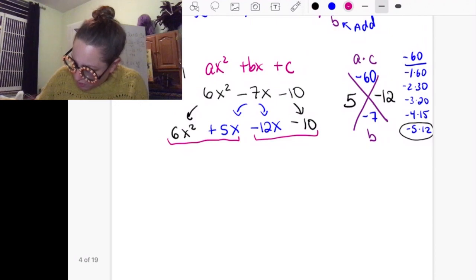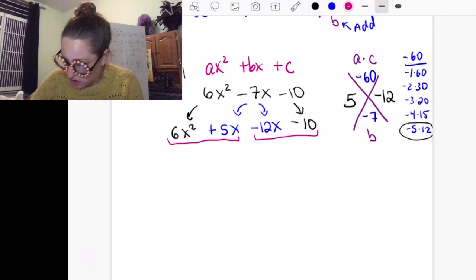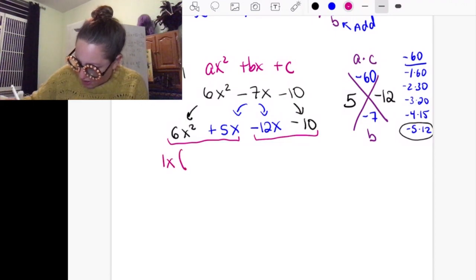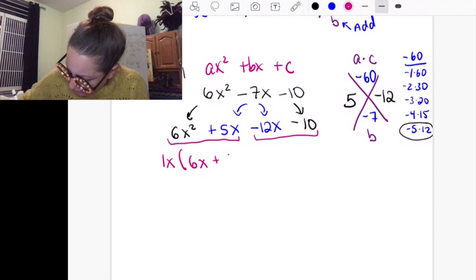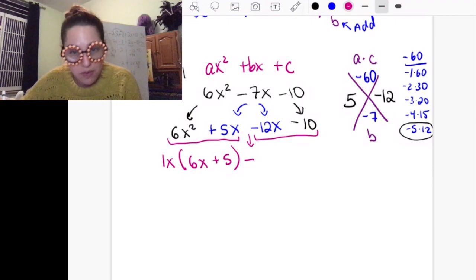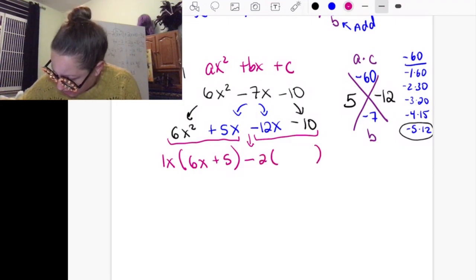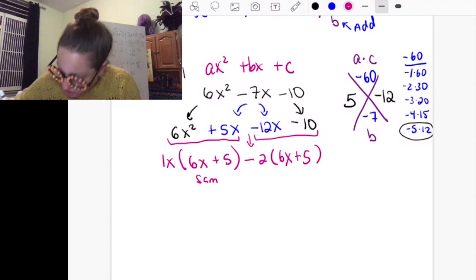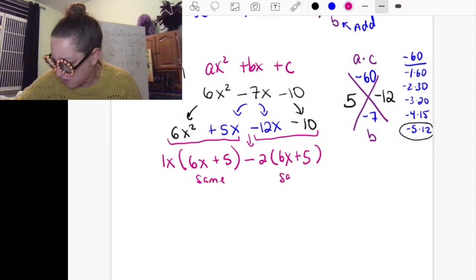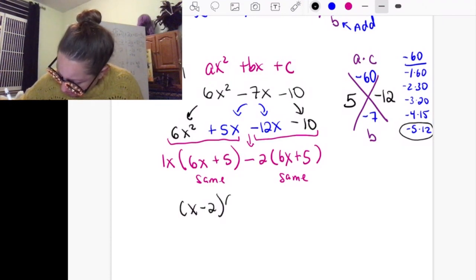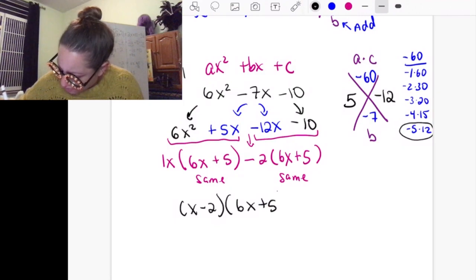Okay, so now we look at what factors, remember the GCF, into both of these. And here it's just 1x. It's not always that, but it happens to be in our case. And we divide each by 1x and we get 6x plus 5. And I bring down the sign, negative. What divides into both of those? 2. Okay, so now I'm going to divide each by negative 2. I get positive 6x. I get positive 5. I check, is it the same in each one? Same, same, and it is. So I write my answer as x minus 2 and 6x plus 5.